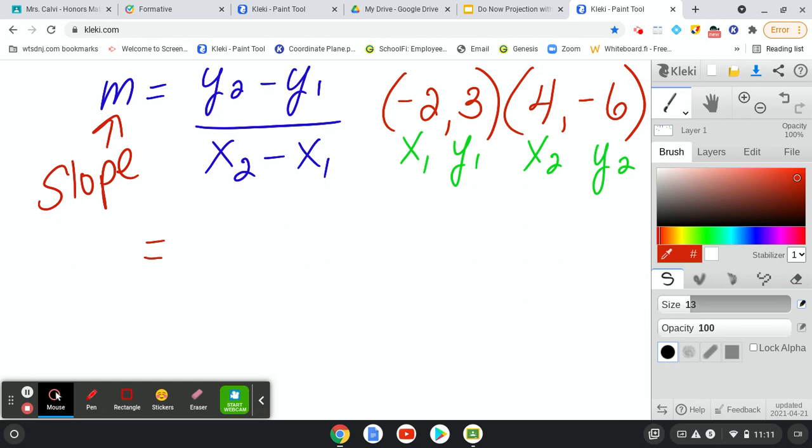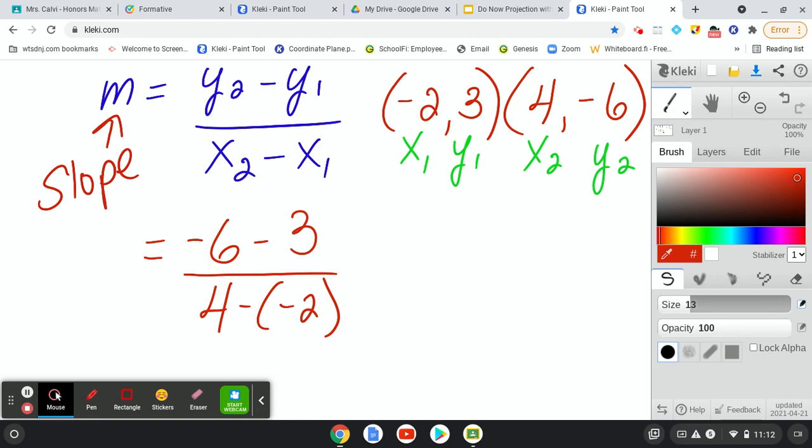I'm taking my y2, which is a negative 6. I am subtracting my y1, which is 3. I'm putting that over my x2, which is 4, and I'm subtracting my x1 at negative 2. I have to put that in parentheses so I don't get myself confused, right? So now here, integer rules come into play. A negative 6 minus 3 gives us a negative 9. And then a 4 minus a negative 2. So if you remember what we did in class is a negative times a negative gives me a positive. So what does this end up equaling? It ends up equaling 6.